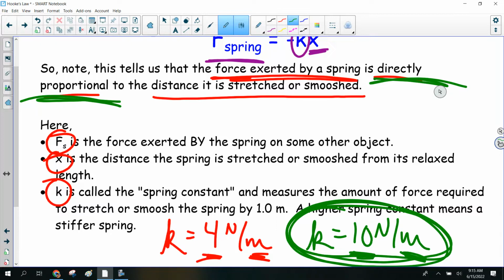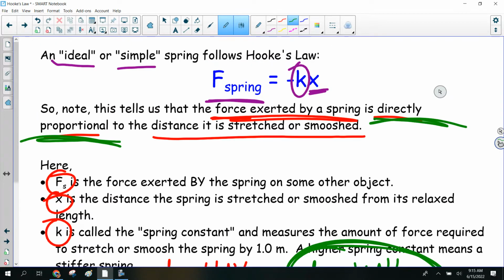The negative sign in the equation just shows us the direction that you stretch it. So if I stretch or squish my spring to the right, then the spring is going to push to the left. So that's what this negative sign is in here for. Okay?